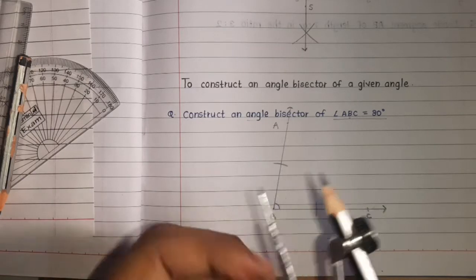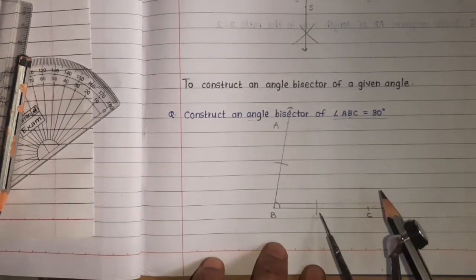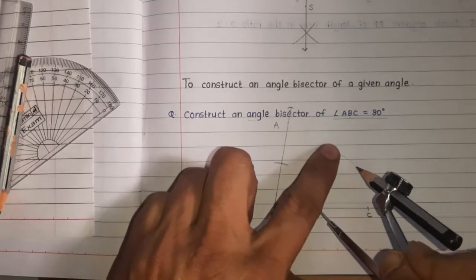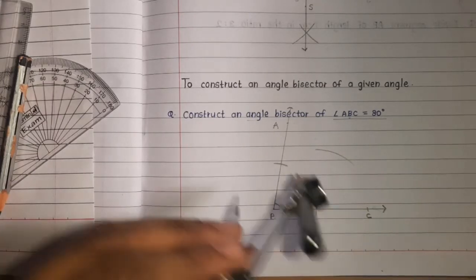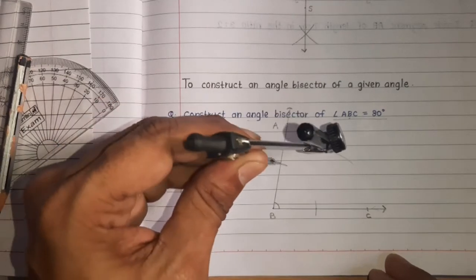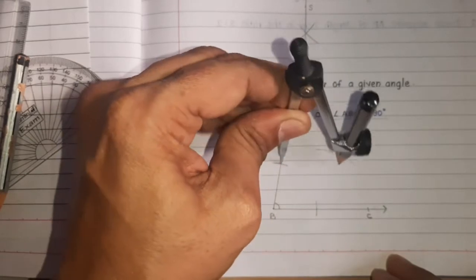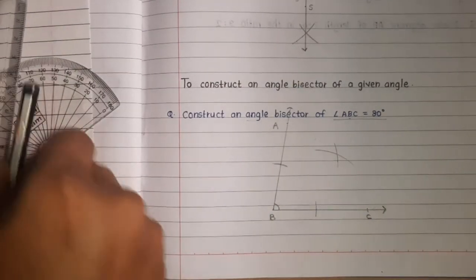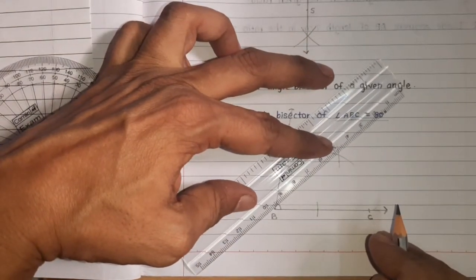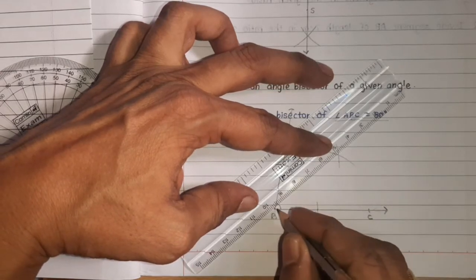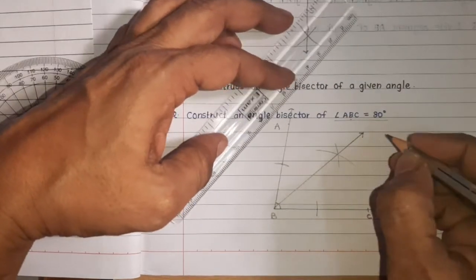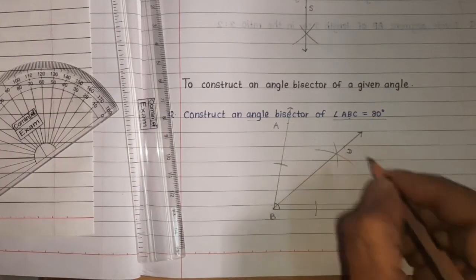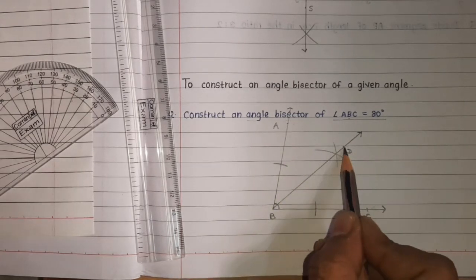Now you increase the distance between these two points and put the metal point on this one arc and make an arc opposite to the point B. On this side of point B we have to make one arc. Keep the same distance and put the metal point on the other arc and draw an arc intersecting the previous arc. Like this we have to draw the arc. That means these two arcs intersect each other. Now join this with point B like this, and make an arrow at the one end. Now we got here point D.